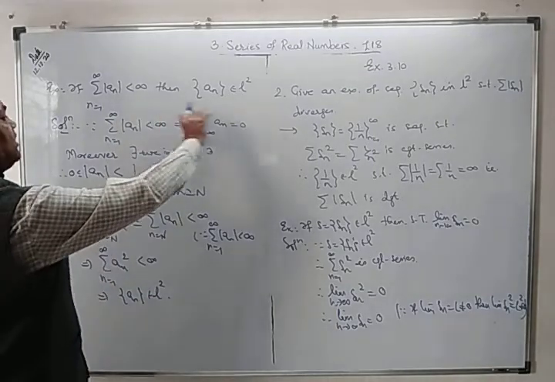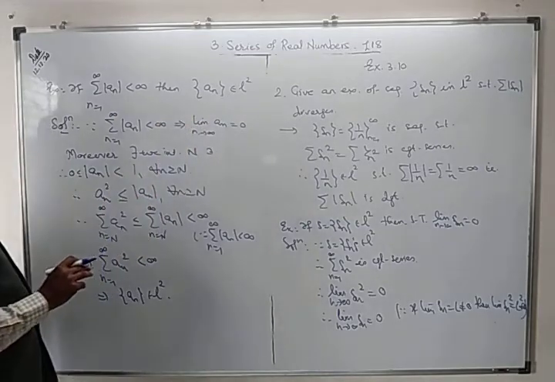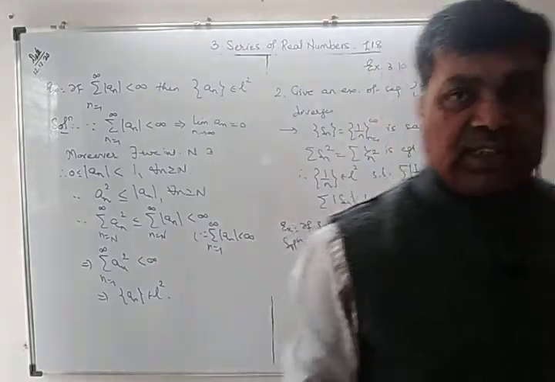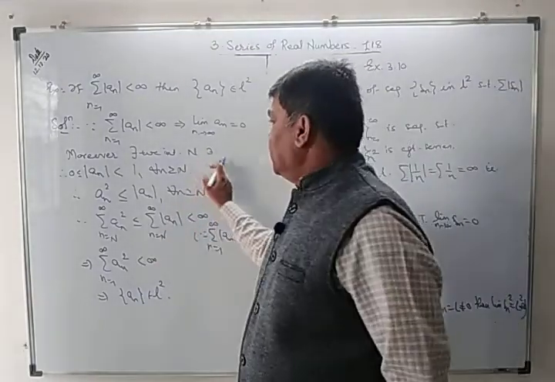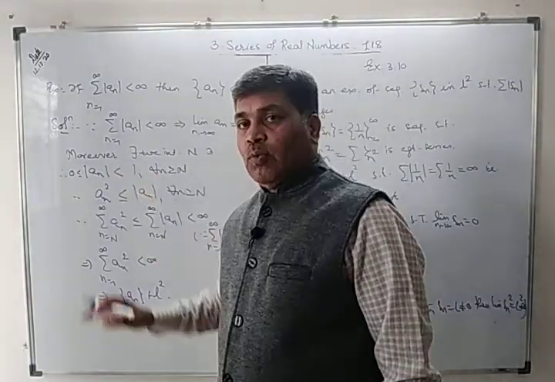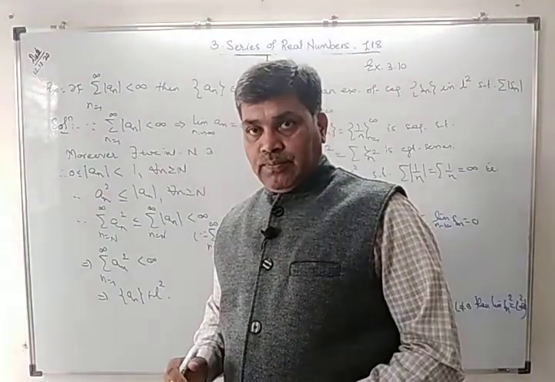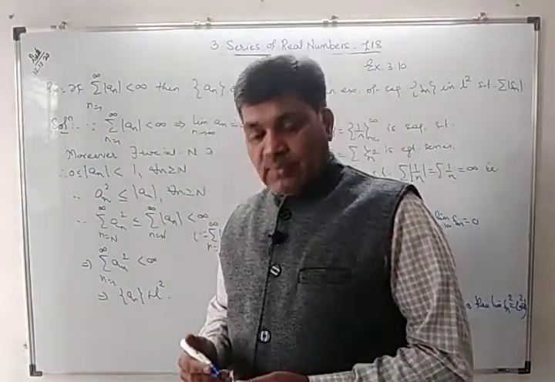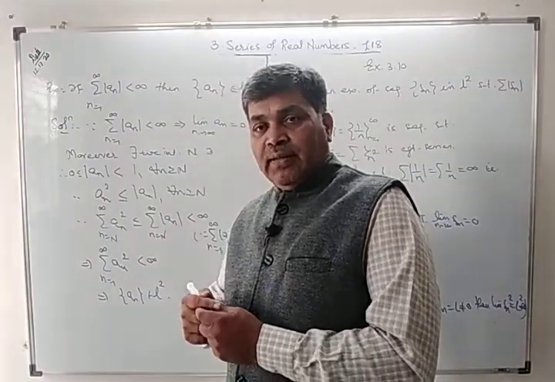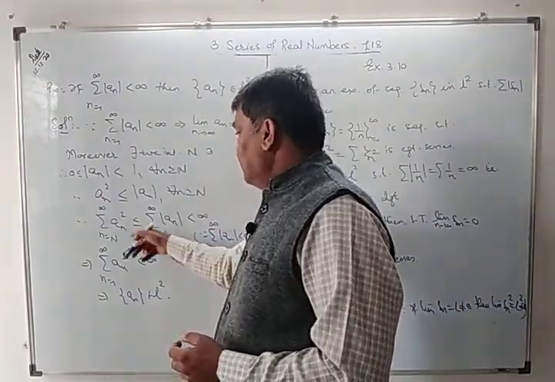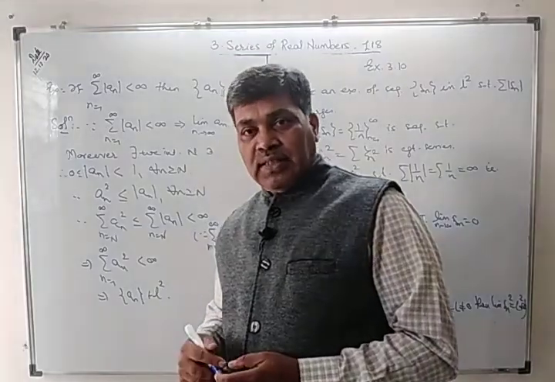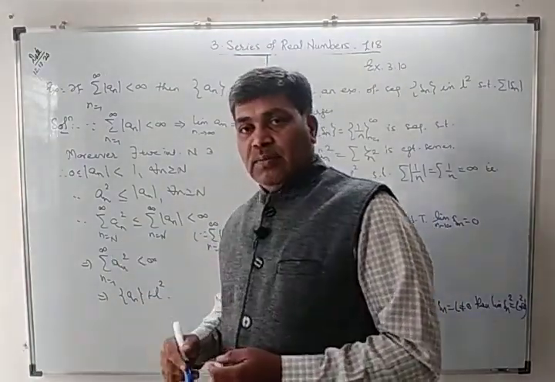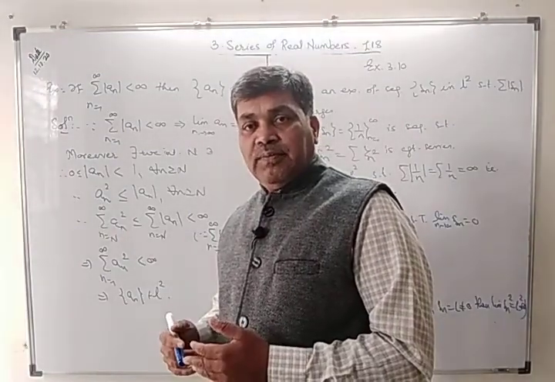So as these terms go on decreasing, they are very close to 0, so there must exist some positive integer N such that all Sn's have modulus value less than 1. So their squares must be less than mod Sn. Onward from that, if I take the sum of the series of Sn square, it is less than infinity due to this.